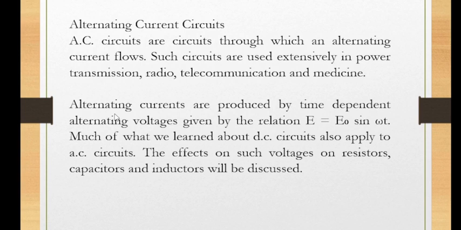Alternating current circuit. AC circuits are circuits through which an alternating current flows. Such circuits are used extensively in power transmissions, radio, telecommunication, and medicine. Alternating currents are produced by time-dependent alternating voltage given by the relation E = E naught sine ωt, and this is because they move in a sinusoidal manner, and that's why we have this relation.